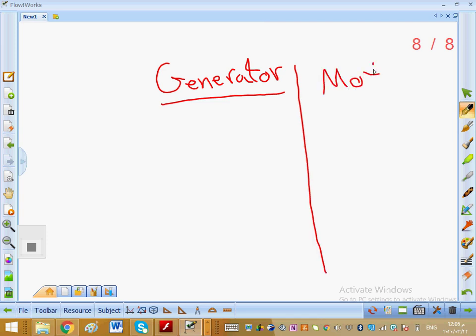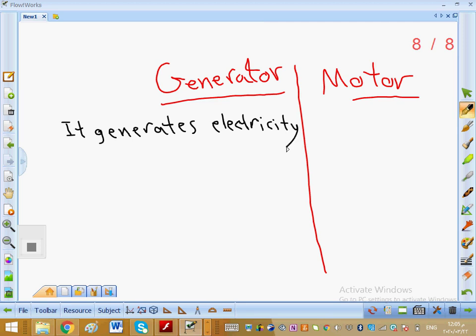We said its name, generator, so it generates electricity. The first one, generator, generates electricity. The second one, motor, uses electricity. Then here it changes from which form to which form.